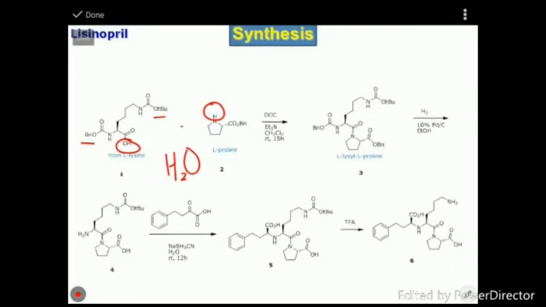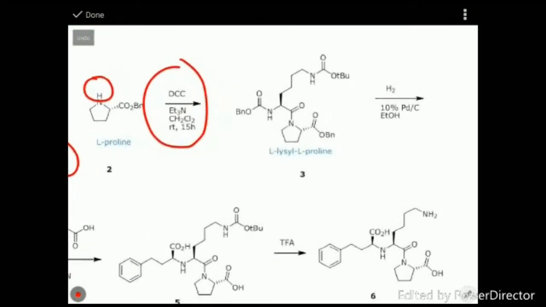The first structure will contribute a hydroxyl group, and the second structure will contribute one hydrogen to produce one water molecule, H2O. With the reaction of dicyclohexylcarbodiimide, triethylamine, and dichloromethane, structure 3 will be produced, which is this structure 3.